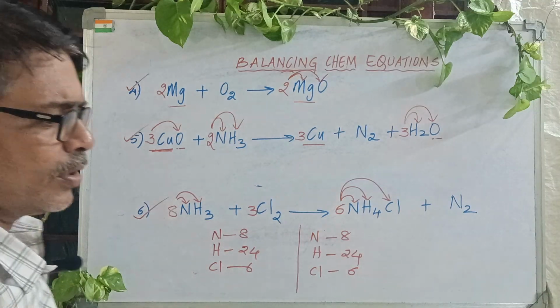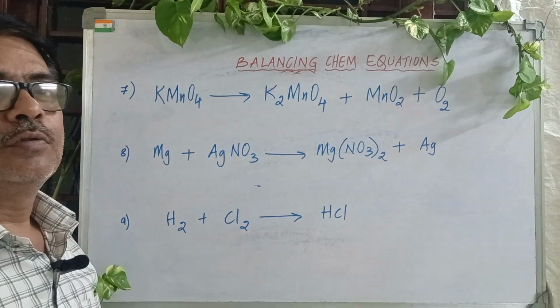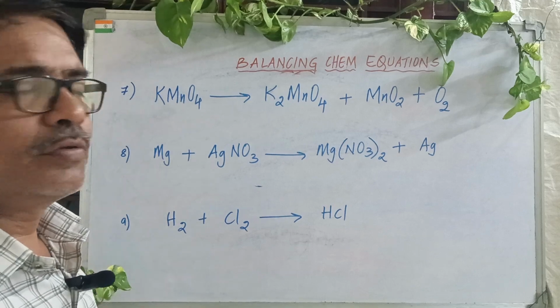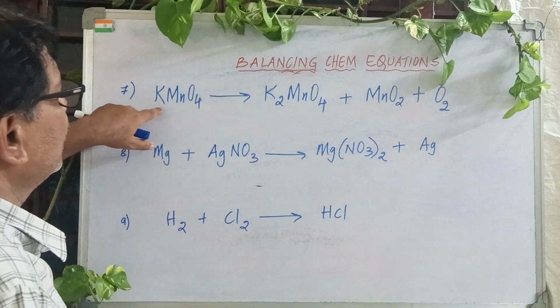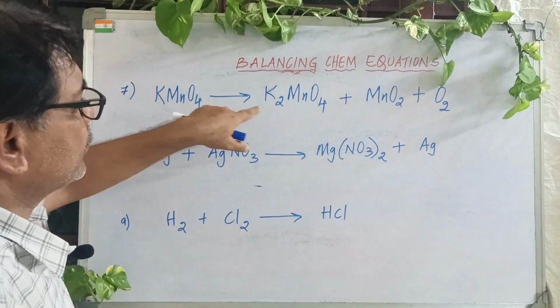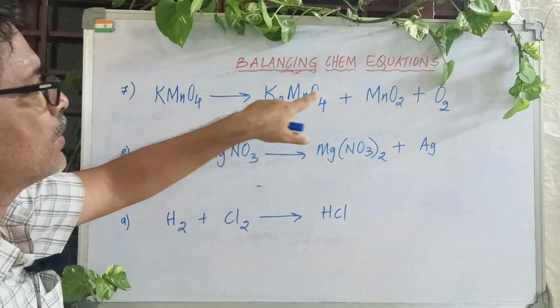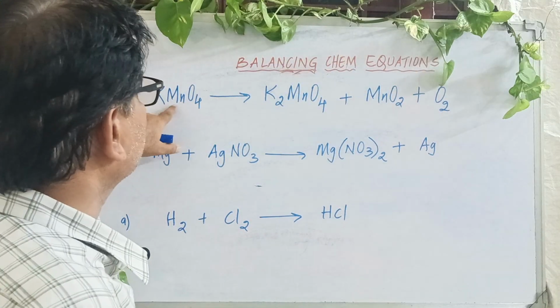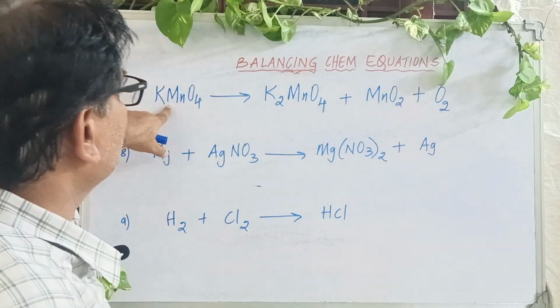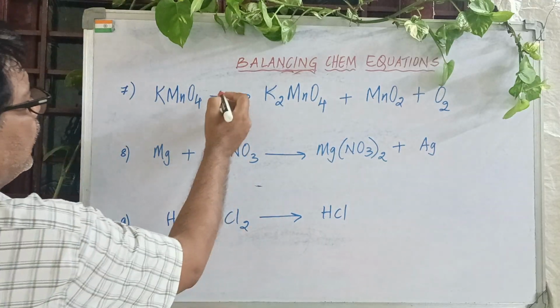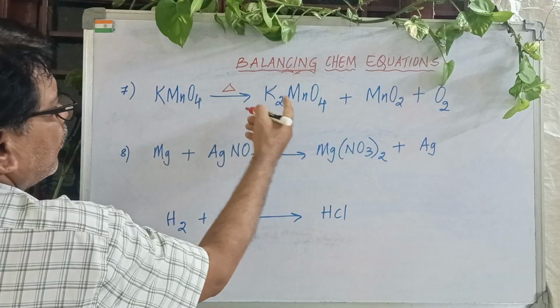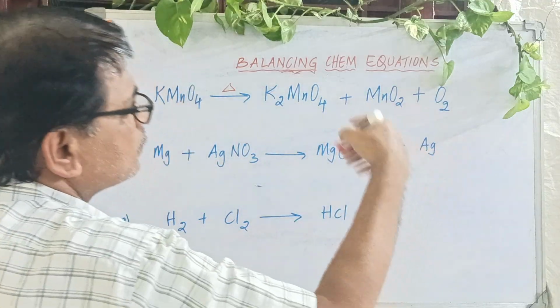Let's see the next 3 more equations. Here is the equation: KMnO4 gives rise to K2MnO4 plus MnO2 plus O2. Potassium permanganate, on heating, gives rise to K2MnO4 plus MnO2 plus O2.